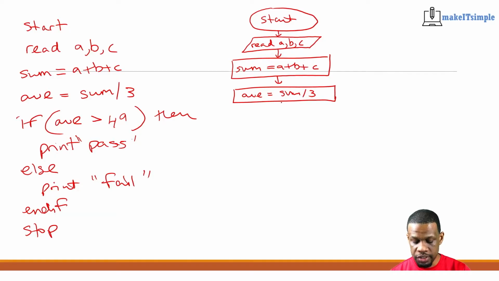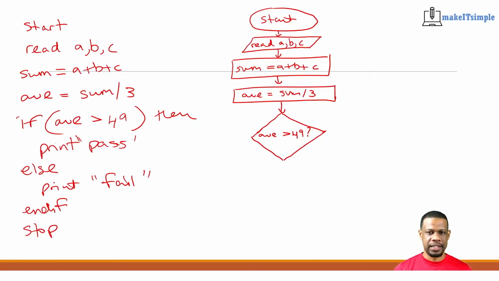No questions asked. Now, once I reach the if, I have to do a diamond. So what's the diamond here? The diamond is going to be if average is greater than 49. Put a question mark because it will help you understand that you have to do a yes or no, right? You could put them one on each side. So let's say the answer is yes.